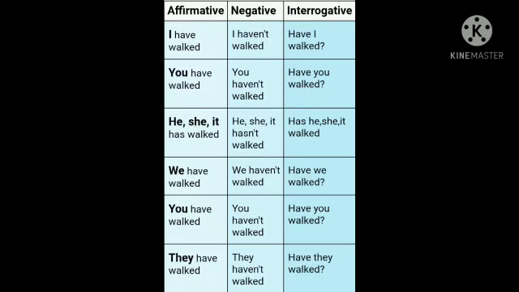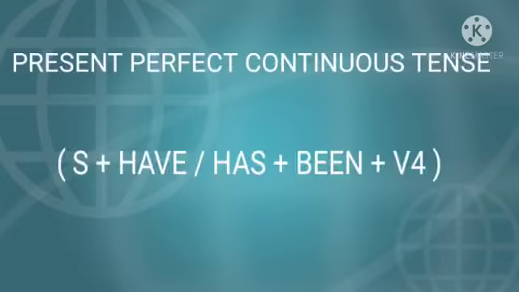Now we have worked, fourth one. So same as this, the negative and the interrogative of all these sentences will be in the same process. Now come to the next point, present perfect continuous.